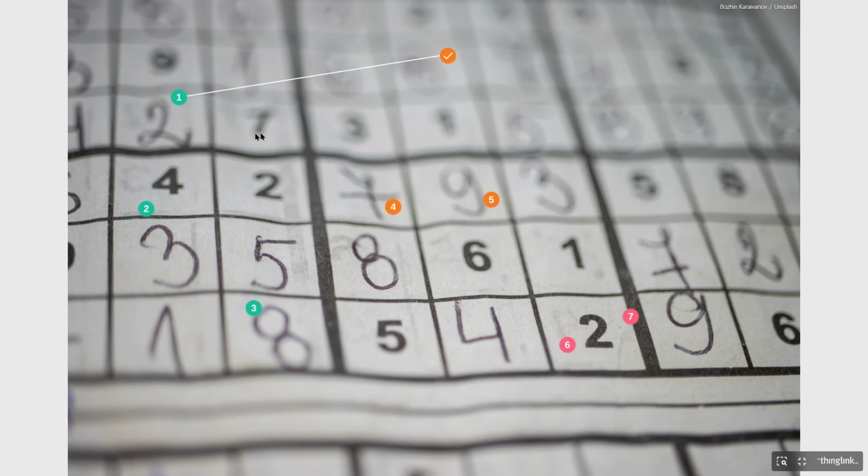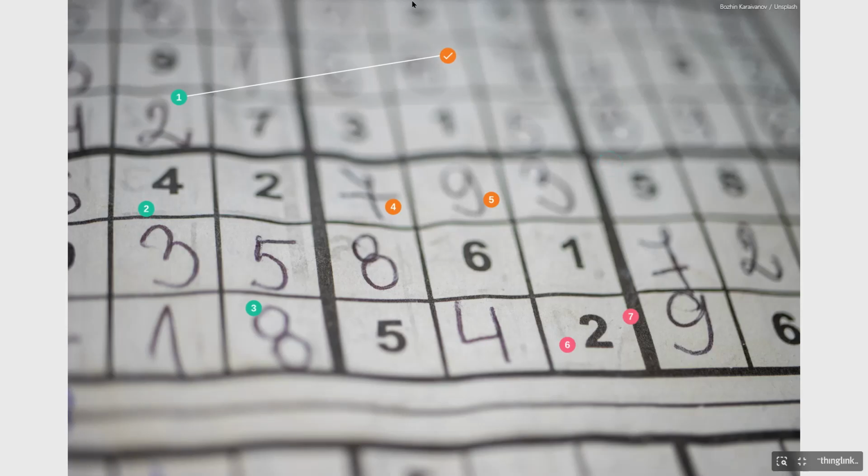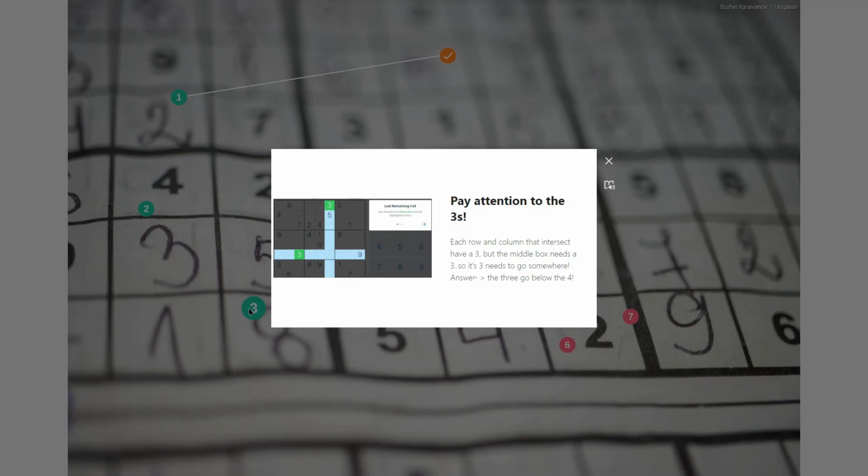Now they go on to tag number 2, where they are shown their first blank puzzle. The student is presented with a piece of the puzzle and is asked to guess which number will go into the highlighted box in the middle quadrant. They're supposed to think about it before moving on to tag number 3.